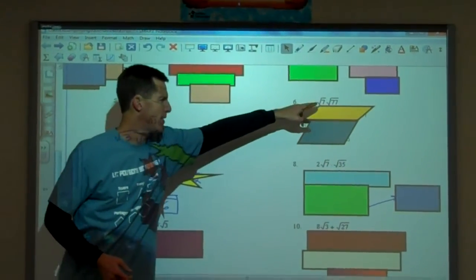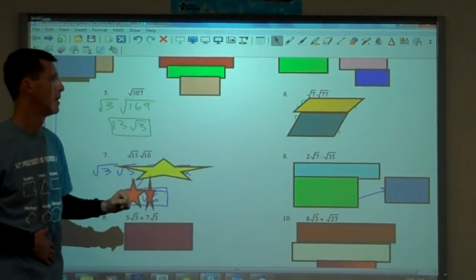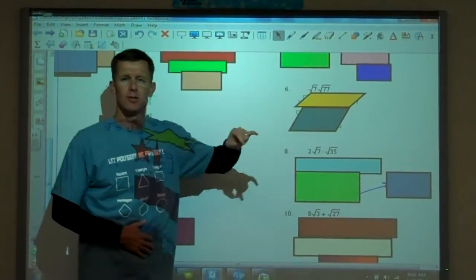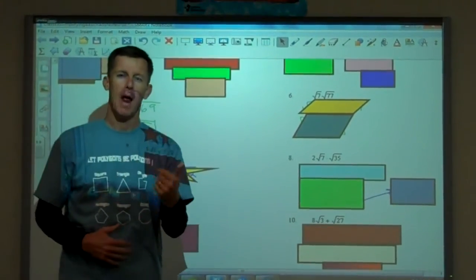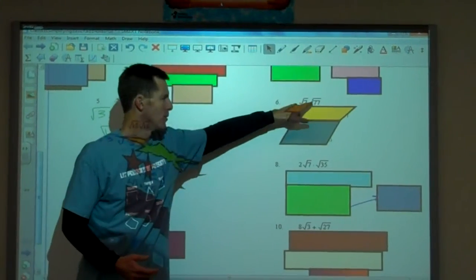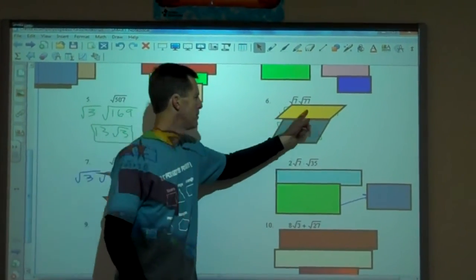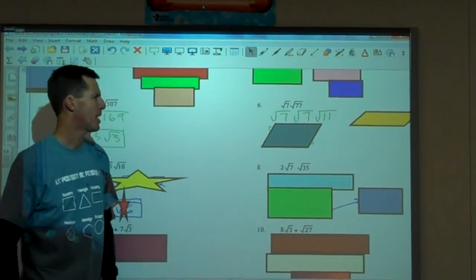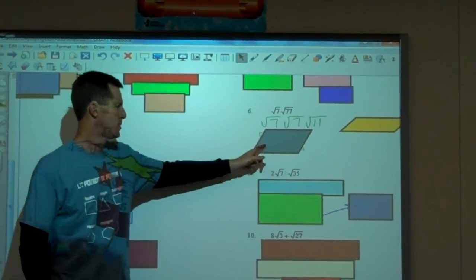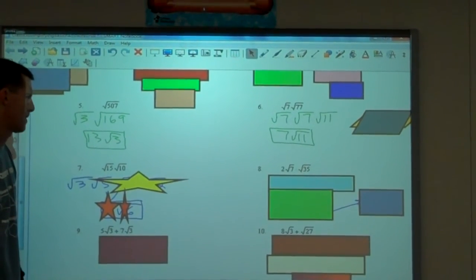So 7 and 77, no perfect square factors there. So what do you think you would do? Well, try and be what I call this year a radical sleuth. Look for matches that you can find. So 77, it has a 7 that goes into it. So maybe we should break that up to root 7, root 11, multiply those two together, and voila, you have 7 root 11. Okay.